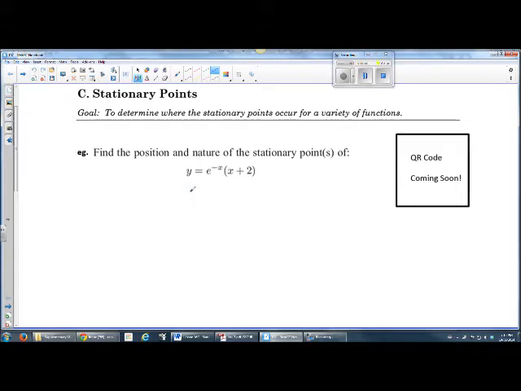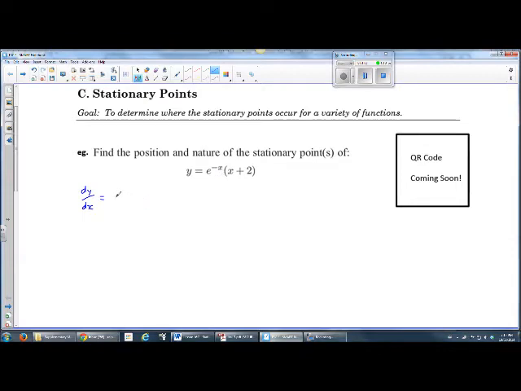Find the position and nature of the stationary points of y equals e to the negative x, quantity x plus 2. So first, I imagine, we would need to find the derivative. I'll find the gradient function of this, and because we've got two functions here, e to the negative x multiplied by x plus 2, we're going to need to use the product rule.